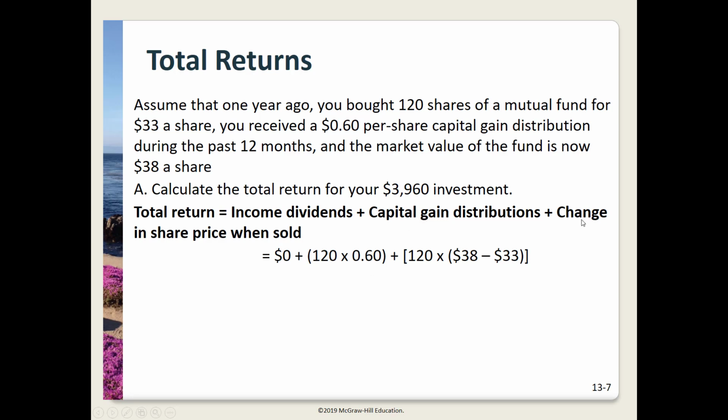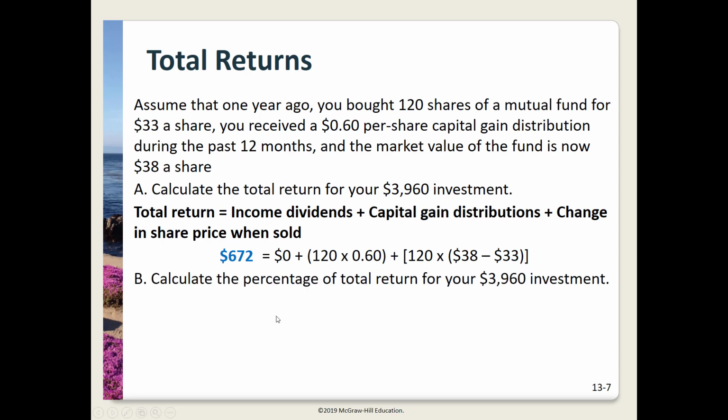And then for the change in share price when sold, we'll take the 120 shares again and multiply it by the change. So the change here is the $38 and the $33 when you first purchased it. So there's a difference of $5. So plugging all of this into our calculator and carefully paying attention to the order of operations, we'll get $672 for our total return. In part B, we're going to calculate the percentage of total return for our investment.